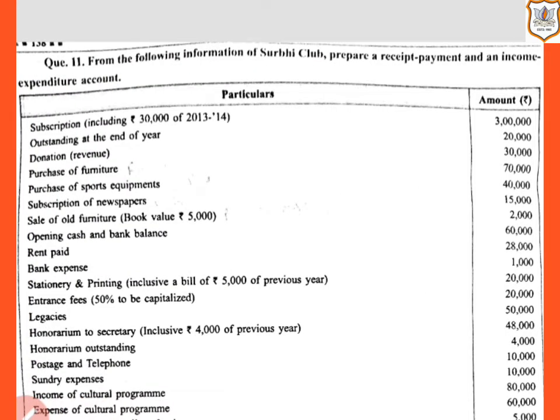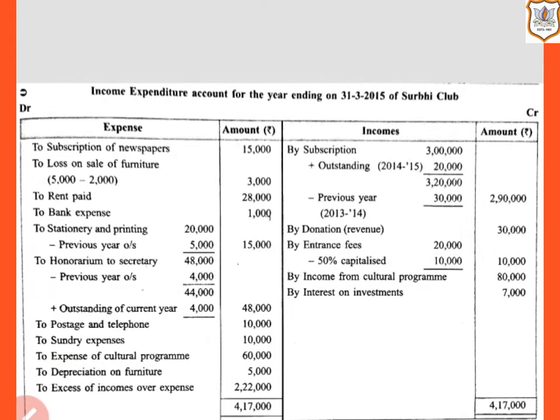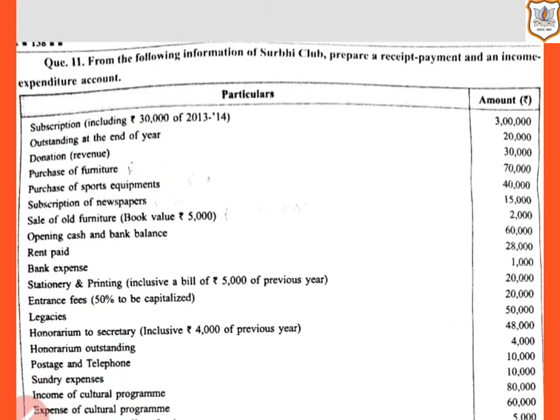Next is rent paid. As it is a payment, we will show it on the payment side of the receipt and payment account. The amount is 28,000, and in the income and expenditure account we will show it on the expense side. The amount is 28,000. Now let us see the next.